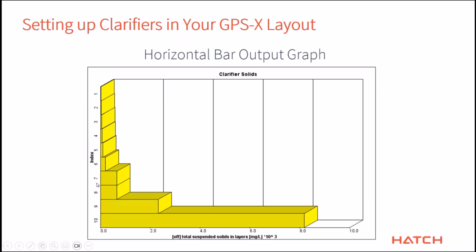So in the very bottom, these are 10 numbers because we have 10 layers. You can see the very bottom layer has a very high concentration. And then of course, this is your effluent concentration at the top.